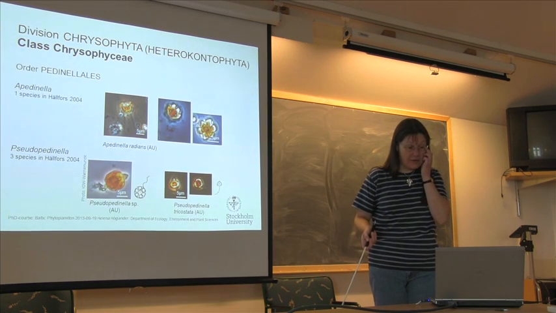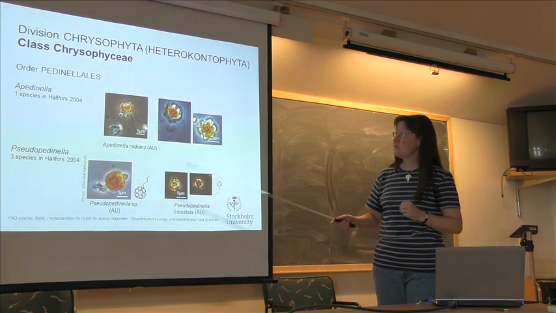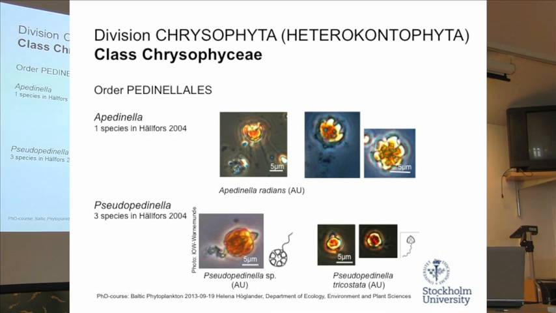And another group within the Chrysophytes is the Pedinellales, and we have two genera that are common, Apedinella and Pseudopedinella. This Apedinella has just one species in the Baltic, as we know. Apedinella radians, it was called spinifera before, I think, probably because it has spines like this. And if you see it from above, you can see the chloroplasts. It has 6, and the chloroplast is divided like a flower from above.